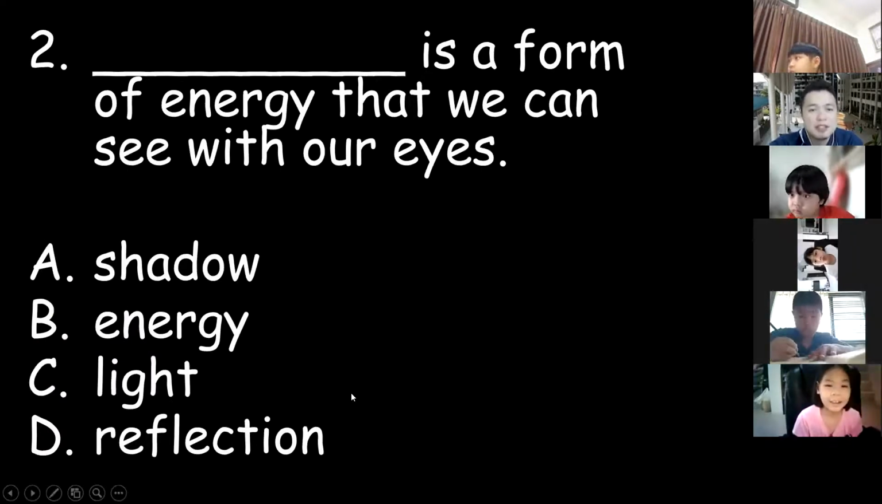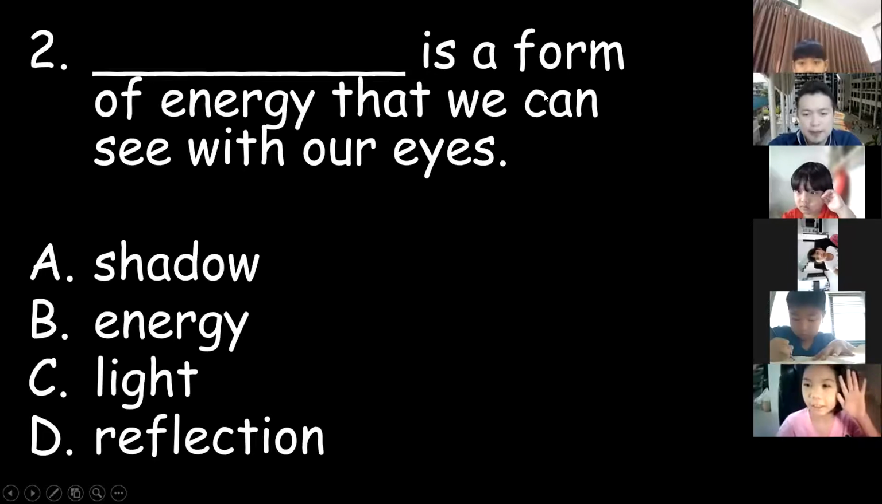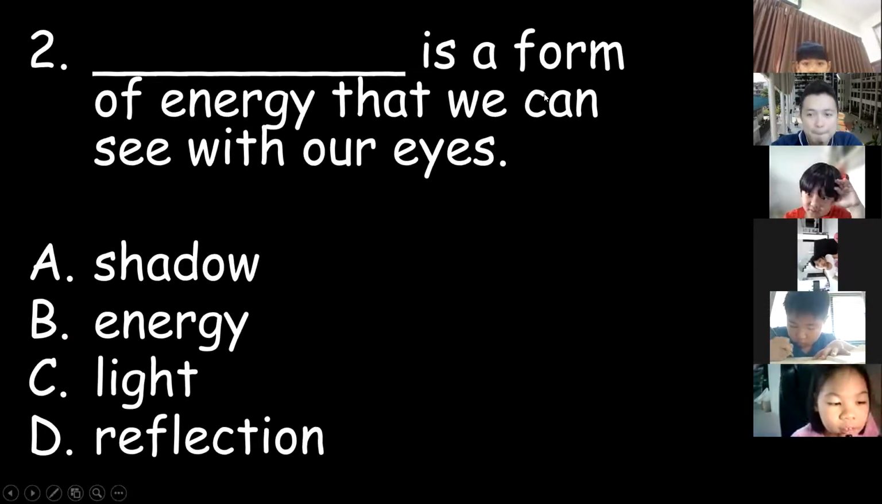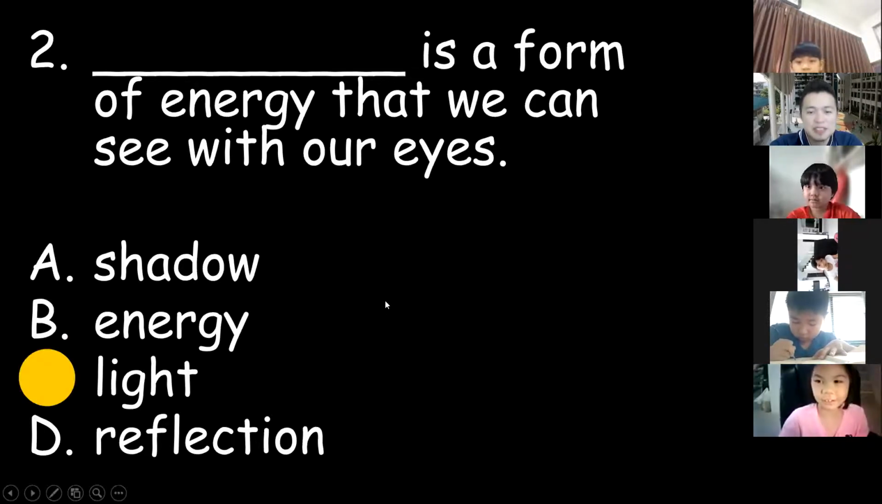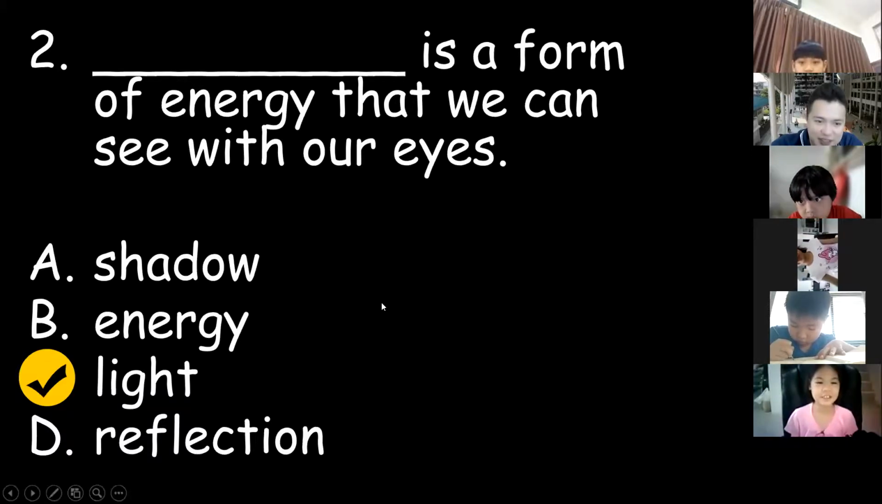Next, number two. Blank is a form of energy that we can see with our eyes. What is that? It is a form of energy. Yes, we have Luke Chap. Letter C, light. Let's see if your answer is correct. Yes, sir. Your answer is correct.